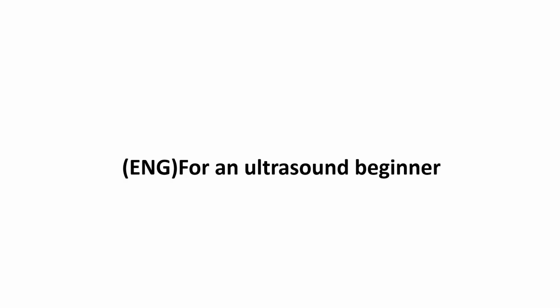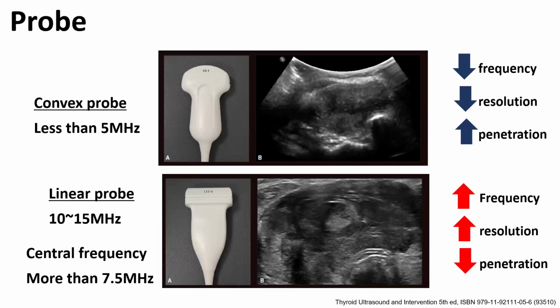Today, I have summarized what I think will be helpful for beginners who are new to ultrasound. For ultrasound, the low-frequency convex probe and the high-frequency linear probe are most often used. A low-frequency convex probe is mainly used for abdominal examination because it penetrates deep, although the resolution decreases.